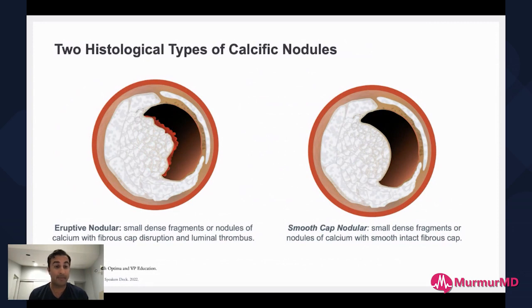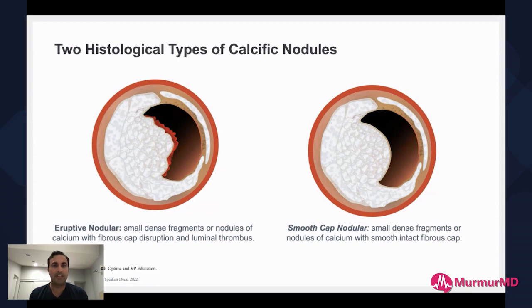The eruptive type has small dense fragments, and it looks like there's a fibrous cap with disruption and some thrombus on it. If you look on OCT and even on IVUS, I look for what looks like the Rolex crown logo, and that helps me differentiate if this is the eruptive nodular type or the smooth nodular type. The smooth cap nodular type looks almost like an eclipse or a bowling ball. The theory is that this is like a healed eruptive nodule.